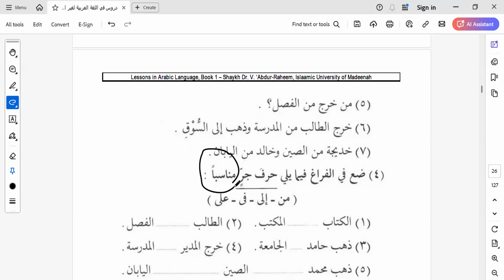Munasiban. So the munasiba is sifa for harfa. Since the harfa is taking fatha, the sifa too will take what this thing takes. So maybe that's why it takes fatha. Yeah, I think that's a good response.